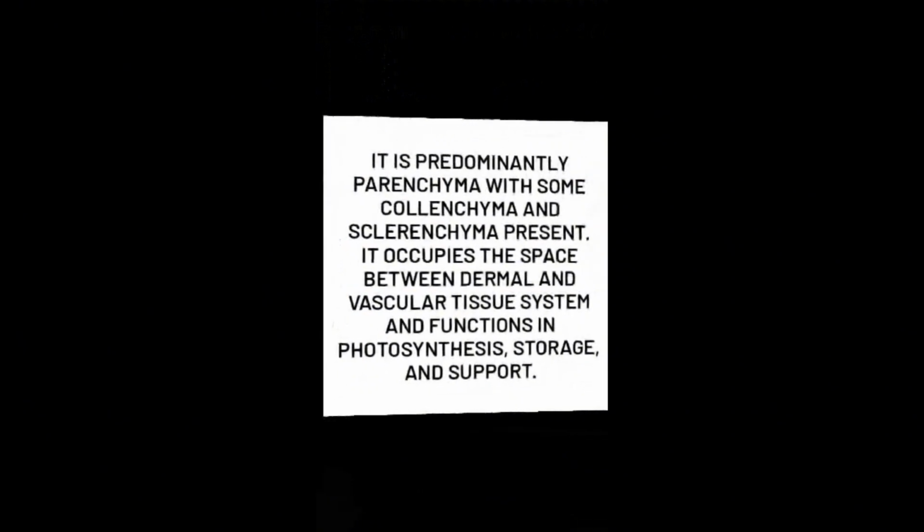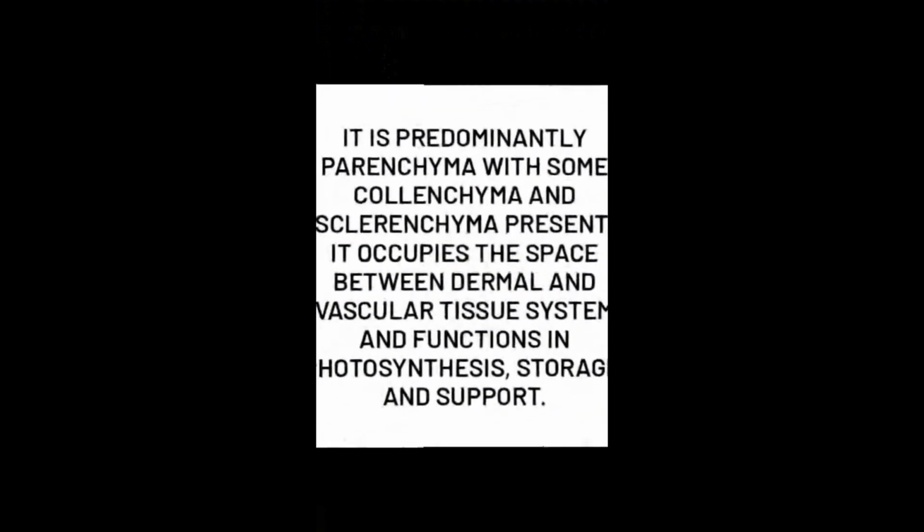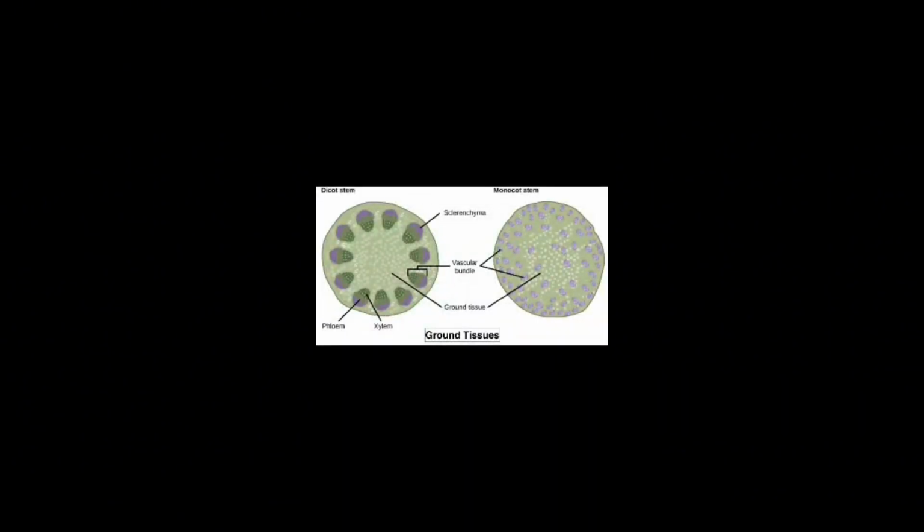Going to discuss what is ground tissue. So ground tissue is predominantly parenchyma with some collenchyma and sclerenchyma present. It occupies the space between the dermal and vascular tissue systems and functions in photosynthesis, storage, and support. As you can see here in the picture, there are two types of ground tissue, which are the monocot stem and dicot stem.